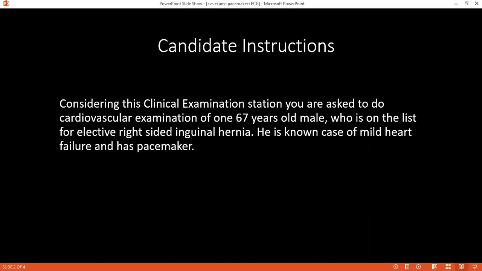Signs of heart failure and also others. On the general inspection, the patient is not agitated, there is no cyanosis, and there is no bedside.